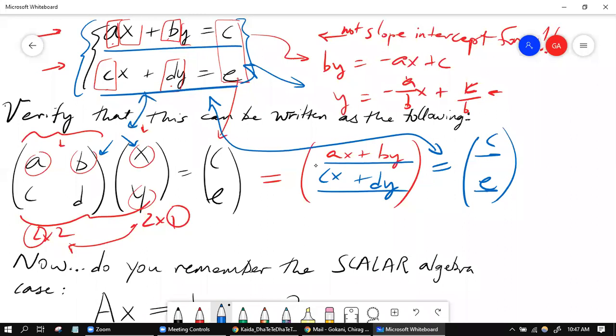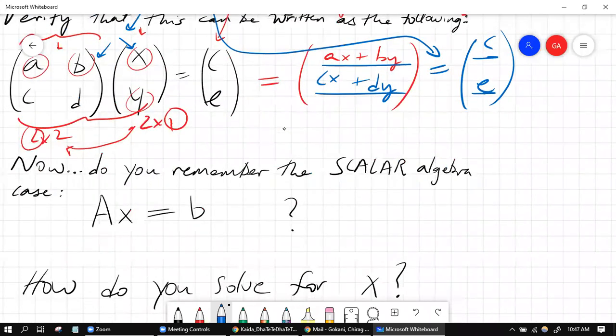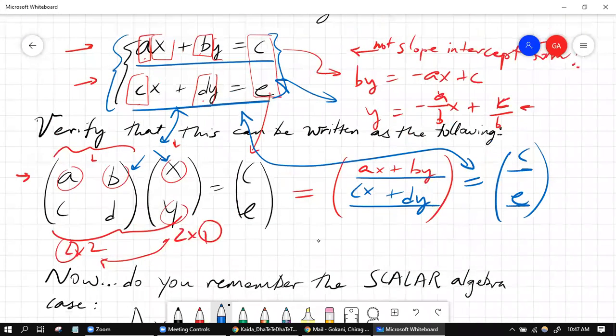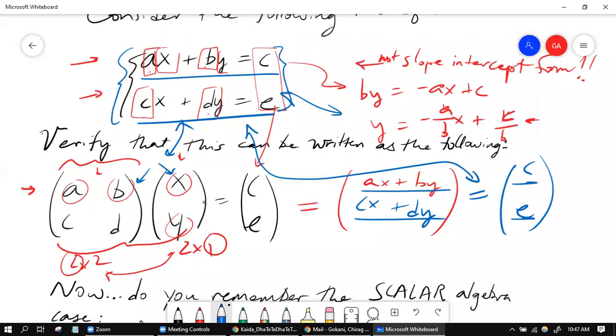So this is just another method. I'm about to introduce to you another method of solving linear equations. We talked about substitution, elimination, and graphing. Well, now I've written the system of equations problem as a matrix multiplication problem. What I just wrote is the matrix multiplication.